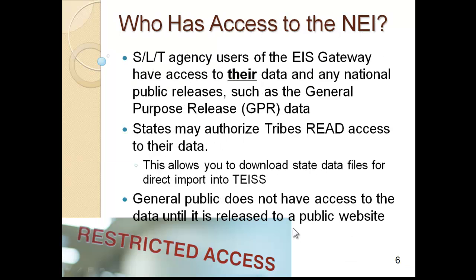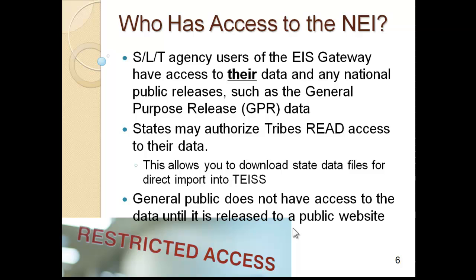Next, we'll talk about who has access to EIS and NEI. So, state, local, tribal users of the EIS gateway, meaning they have an account, a username, and a password, have access to their data and any national public releases, such as the GPR data. But a state cannot access a tribe's data, or perhaps another state's data file, unless the tribe authorizes that state to access that account.